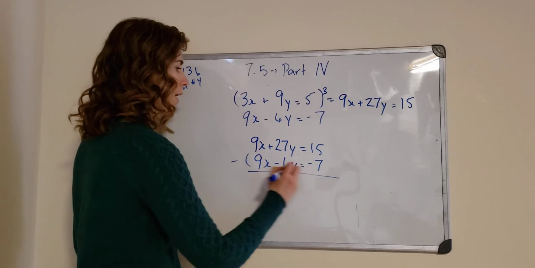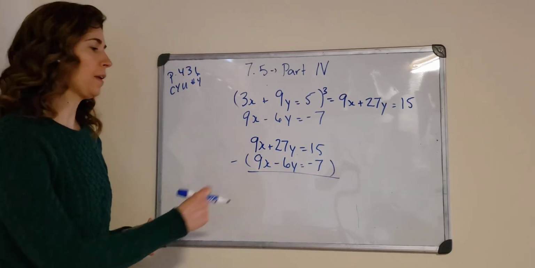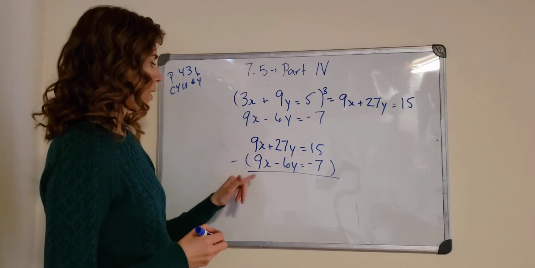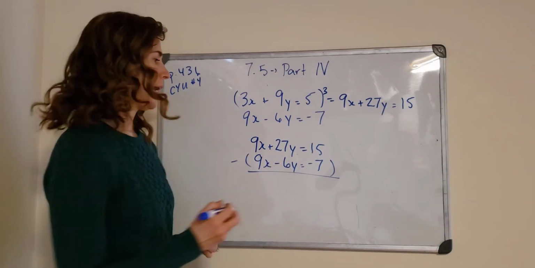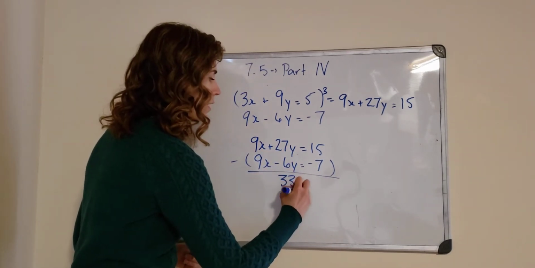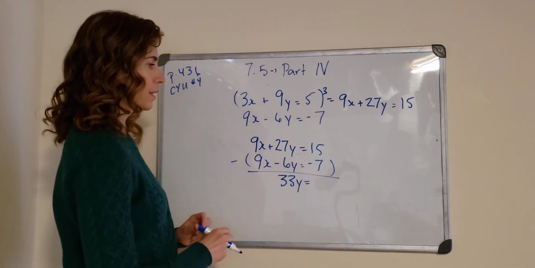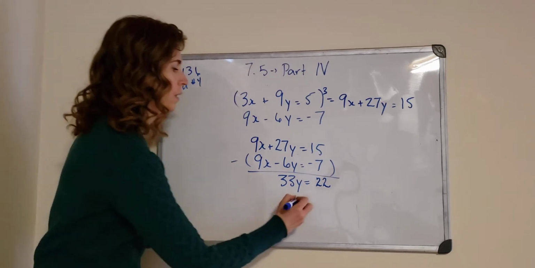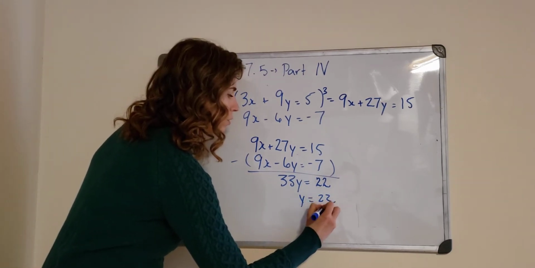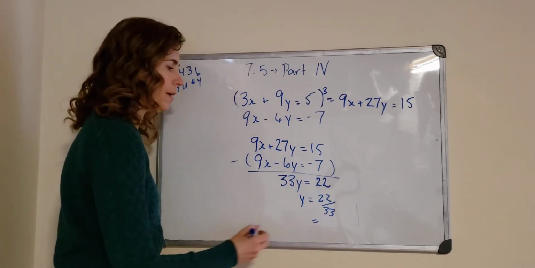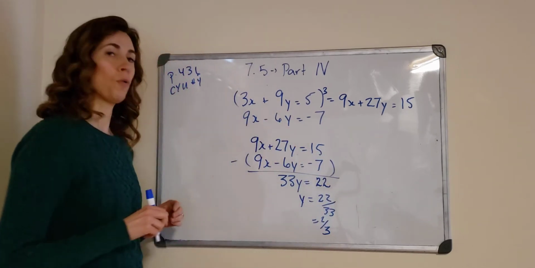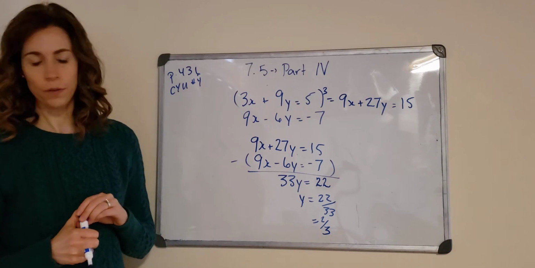All right, let's subtract. Again, I'm subtracting the whole thing. So 9 minus 9 is 0. 27y minus a minus, we know that means to add, so that would be 33y. 15 minus a minus would be 22. All right, so y equals 22 over 33. We can simplify that, which would be the same as 2 over 3, right? Because I can divide both by 11. So we've got 2 over 3.